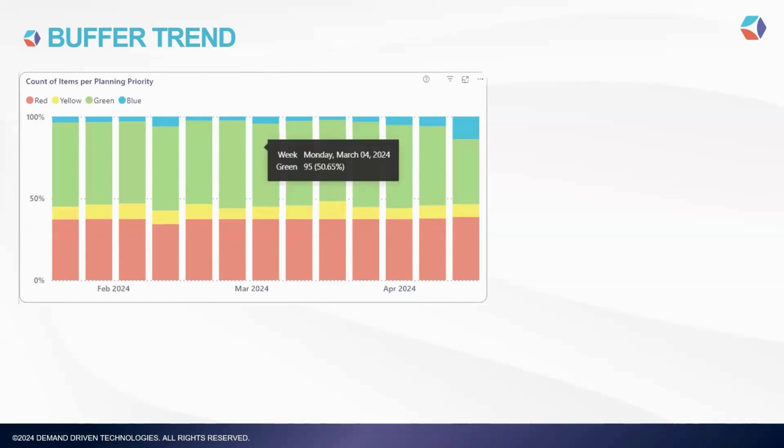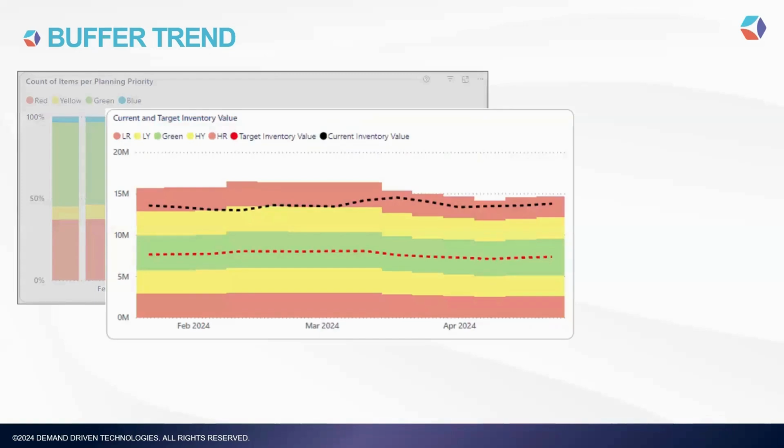Hover over any of the sections, and for that date, you will get the count of items. Current and target inventory value. So this right here will show you always your bimodal graph here. You remember that from DDMRP training. At the bottom, we've got our red that's not enough. We move up to our green. This is where we want to be. And then move back up to the high red. That's too much.